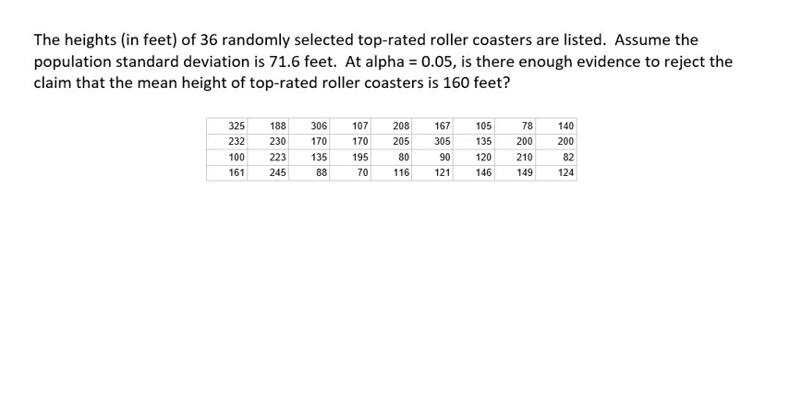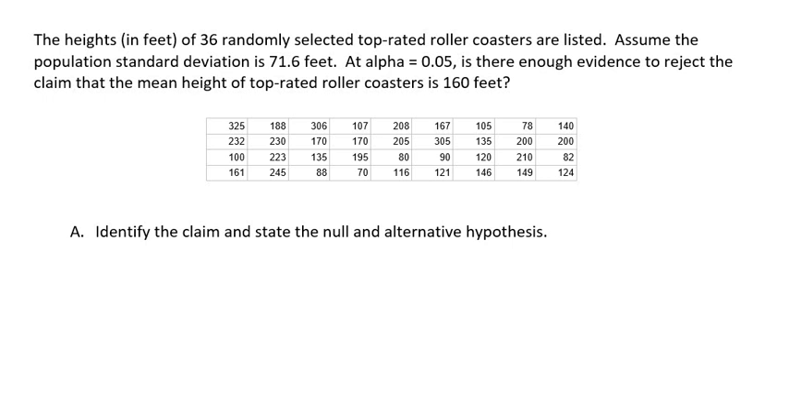The heights and feet of 36 randomly selected top-rated roller coasters are listed below. Assume the population standard deviation is 71.6 feet. At alpha equals 0.05, is there enough evidence to reject the claim that the mean height of top-rated roller coasters is 160 feet?